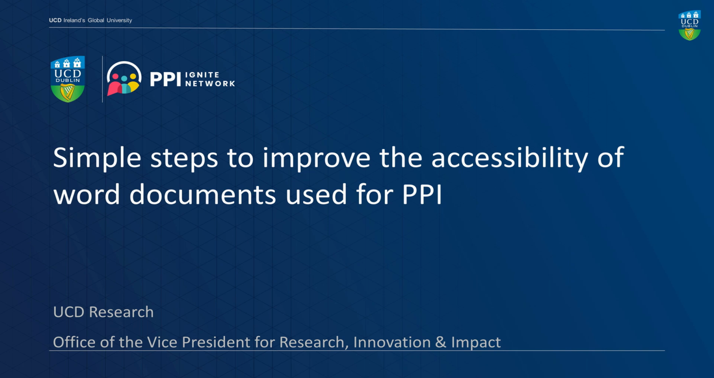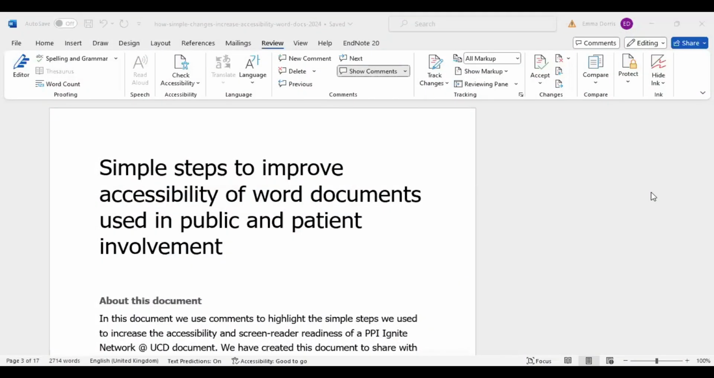The PPI Ignite Network are embracing the +1 approach for incrementally embedding universal design principles. The +1 approach uses small incremental changes to increase inclusiveness. To help others who wish to do the same, I'm going to take you through 10 really simple steps that make Word documents accessible for people using screen readers.